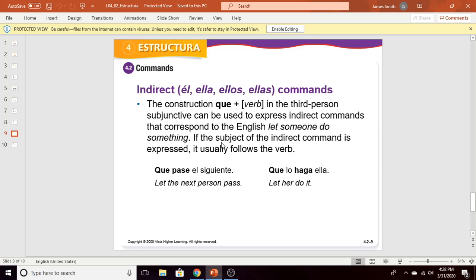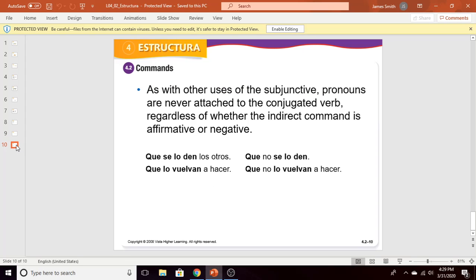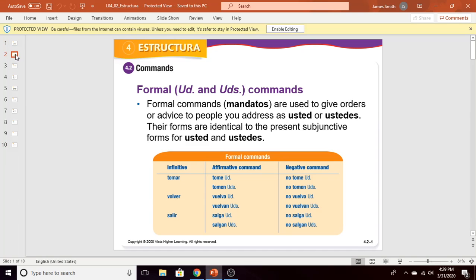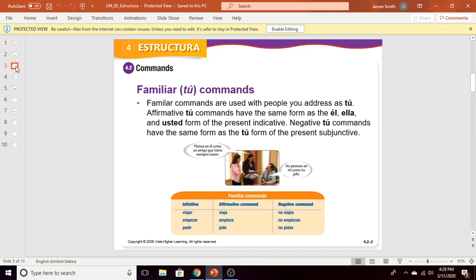This isn't a command. This is if you put que in front of it. If I said, for example, que lo haga ella, it's kind of like saying, let her do it. May she do it. Que pase el siguiente. May the next person pass. Let the next person pass. That's not really a command because you're not looking at them and saying, hey, pass. And here's the same idea. But for the most part, I would look at this slide and this slide.